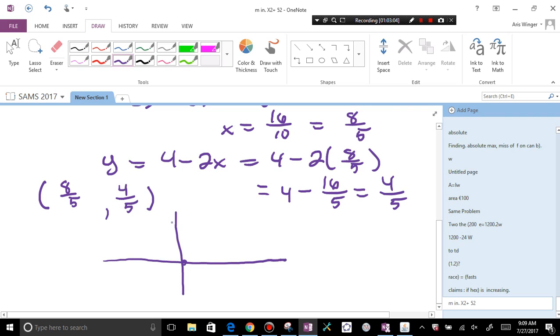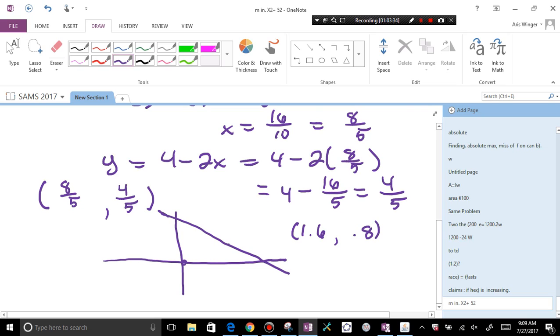So the line. And so where is that point? Is it above or below y equals x? It's 1.6 comma 0.8.